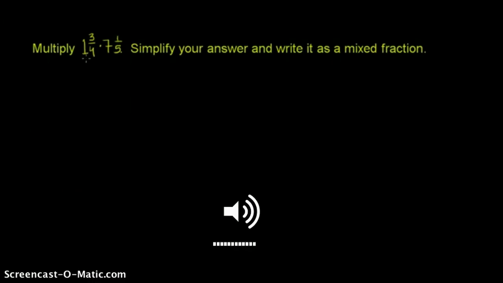Multiply 1 3/4 times 7 1/5. Simplify your answer and write it as a mixed fraction. So the first thing we want to do is rewrite each of these mixed numbers as improper fractions. It's not easy for me to directly multiply mixed numbers. One can do it, but it's much easier if you make them improper fractions. So let's convert each of them.